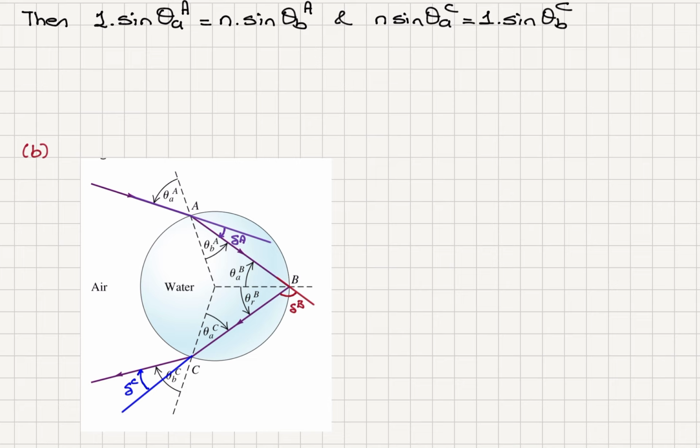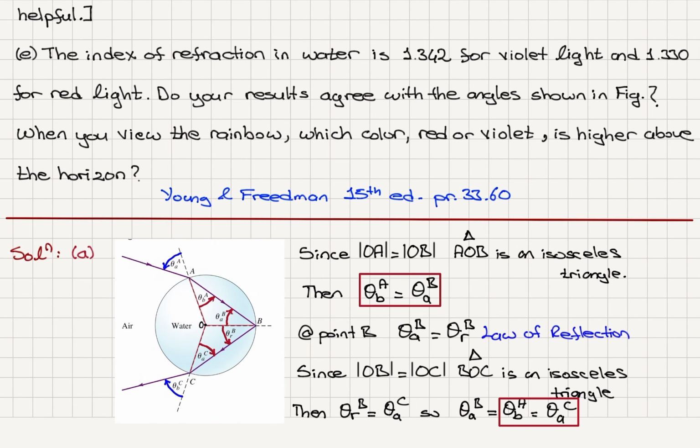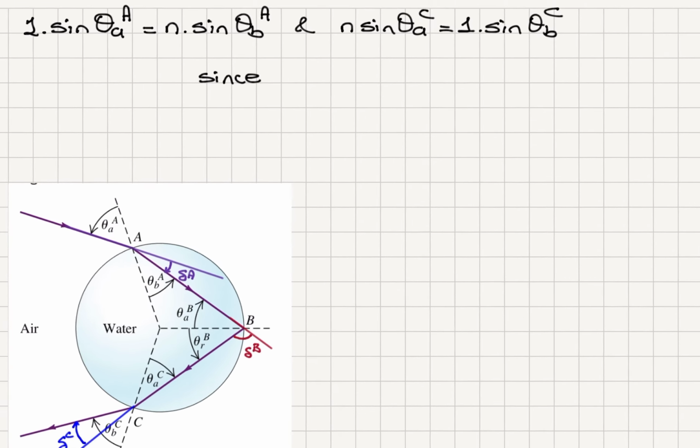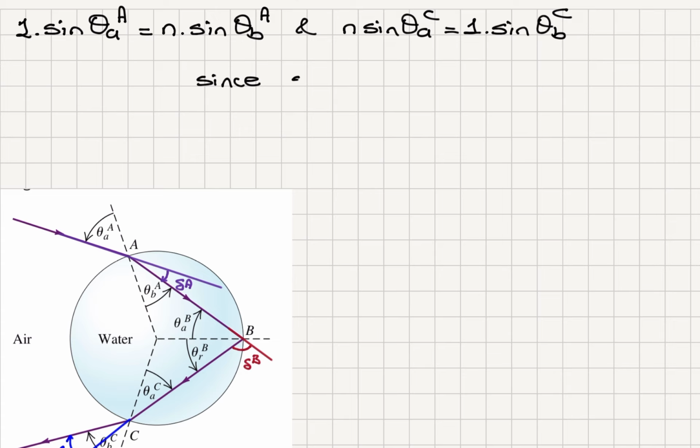And since theta sub B at point A is equal to theta sub A at point C, I can write also sines of these angles are the same. So sine theta B A is equal to sine theta A C.